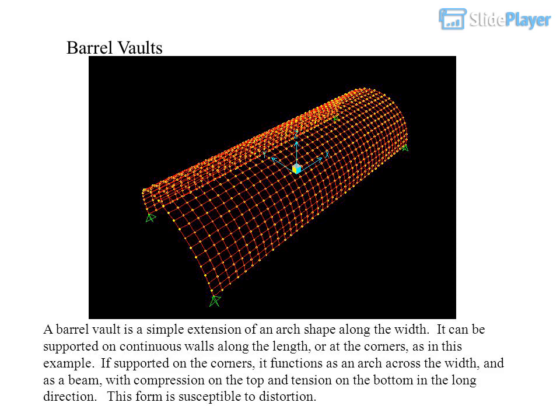Barrel vaults. A barrel vault is a simple extension of an arch shape along the width. It can be supported on continuous walls along the length, or at the corners, as in this example. If supported on the corners, it functions as an arch across the width, and as a beam, with compression on the top and tension on the bottom in the long direction. This form is susceptible to distortion.